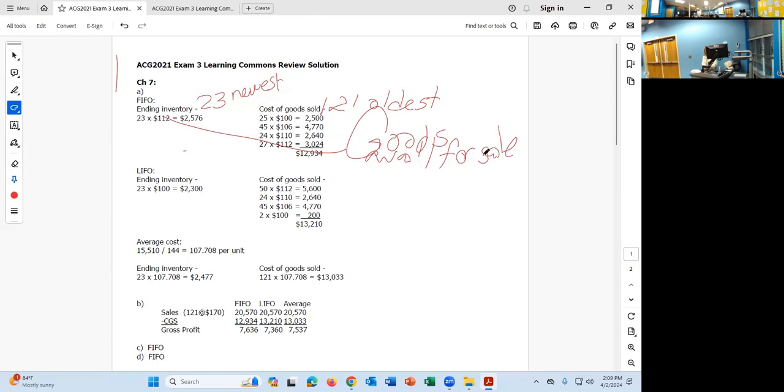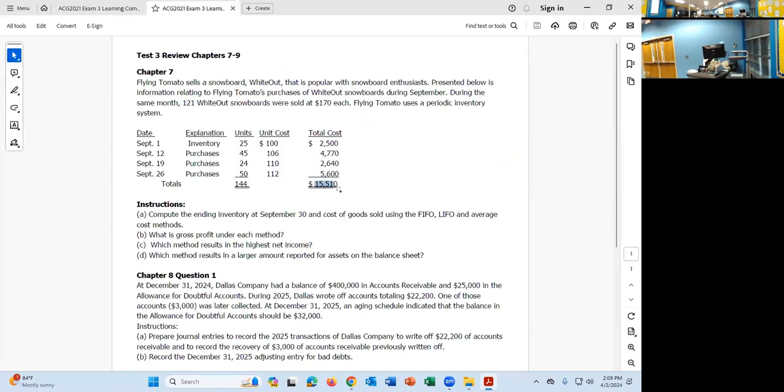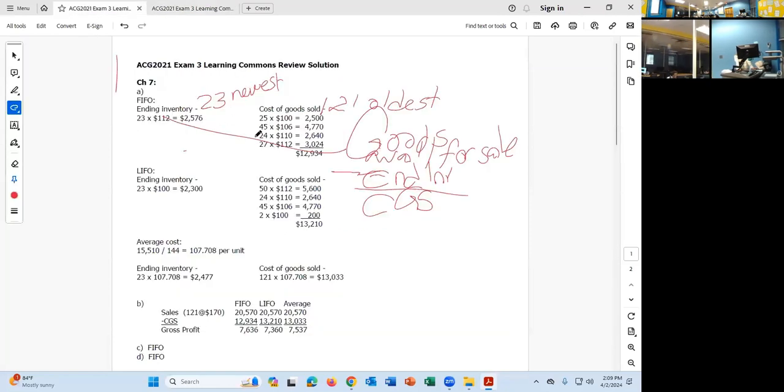Whatever, that says goods available for sale. Goods available for sale minus our ending inventory gives us our cost of goods sold. Well, that works either way. So we know our goods available for sale is this $15,510. That's the total we had the ability to sell. If we figure out one or the other of these, we can back into the other one.